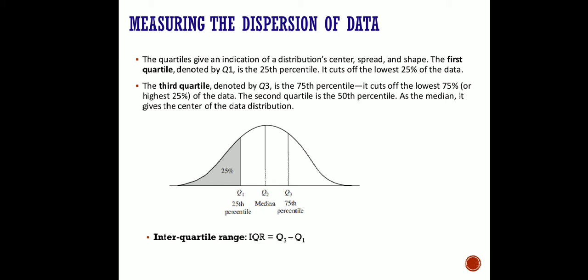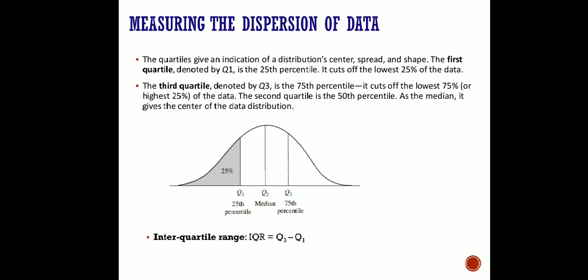So the interquartile range, you can easily understand: if this is the total quartile, what is the interquartile range? It will be nothing but the area between Q1 and Q3, and it can be achieved by just subtracting Q1 from Q3. So that portion will be the interquartile range.